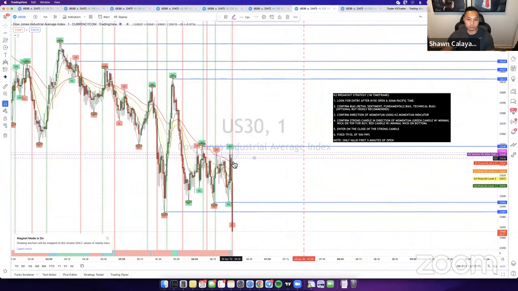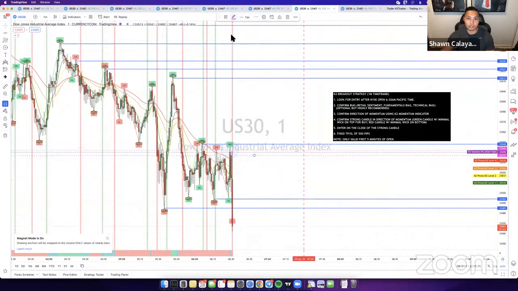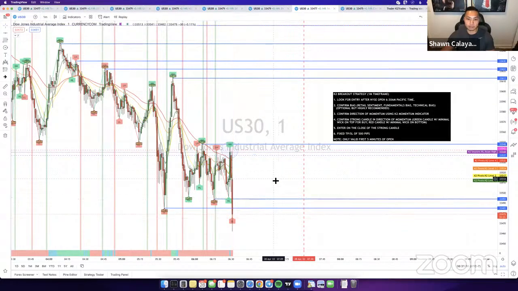Okay, so there we go with the drop. That drop right there is exactly what we were looking for. If you guys remember, the retail sentiment bias is bearish. So it came down and hit the liquidity below, but then we have a huge wick right here on the bottom.